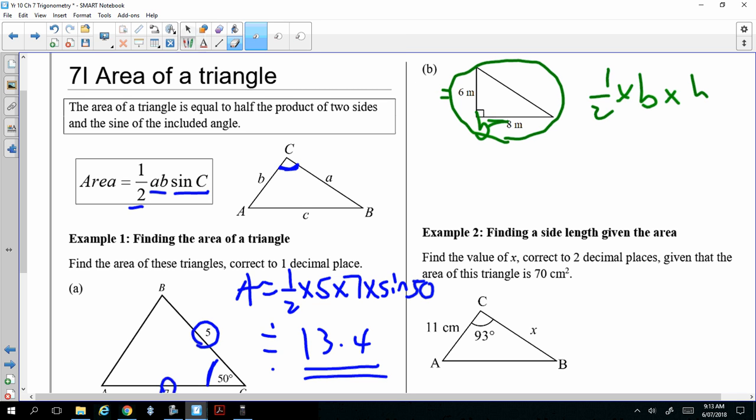So let's work it out. And what would the answer be? Half times 6 times 8. So if you halve the 6, you get 3. 3 times 8 is 24 square meters.